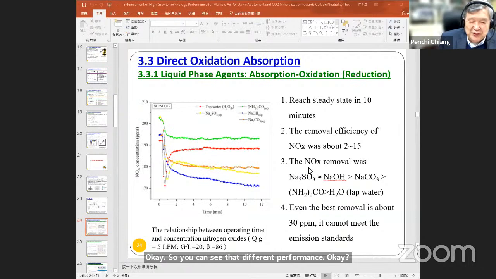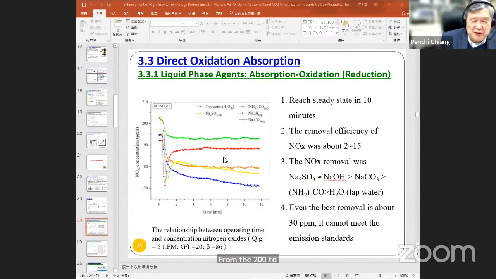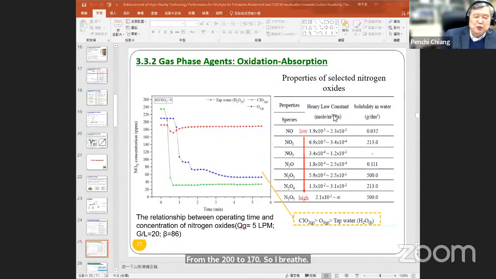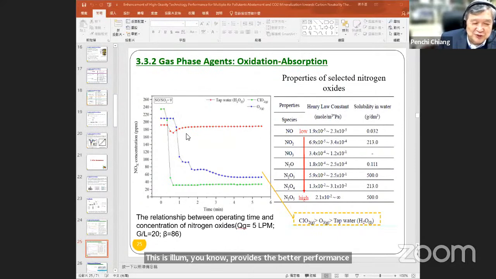In general, the lux removal has the following sequence: sodium hydroxide, sodium carbonate, urea, and then tap water. But the best removal is only about 30 ppm, from 200 to 170. So I believe this didn't provide a better performance. That's why we try to introduce some oxidizing agents in there, shown here.